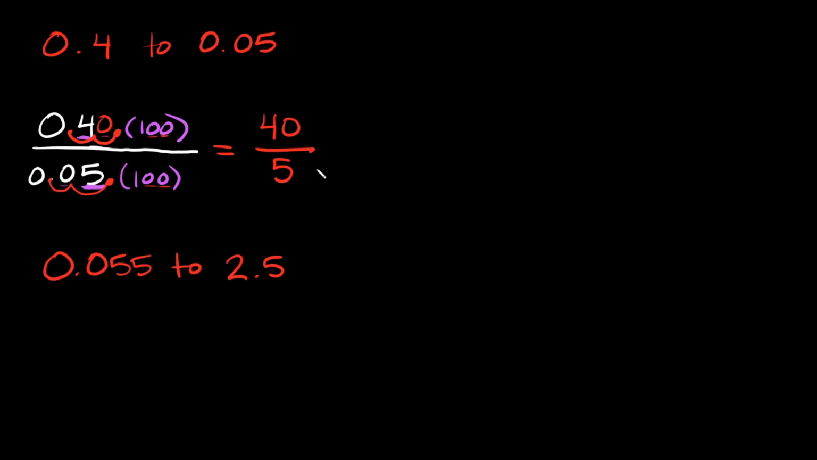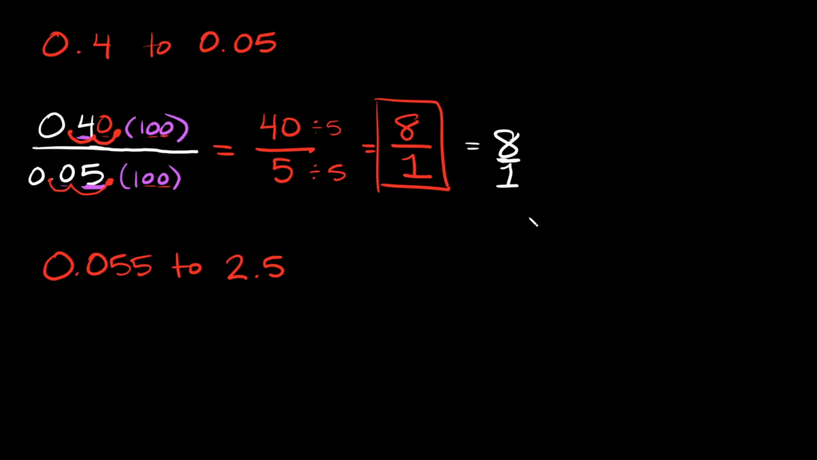But we can reduce this a little bit. The top and bottom are both divisible by 5. If you divide the top and the bottom by 5, 40 divided by 5 is 8, over 5 divided by 5, which is 1. So your answer right here is 8 over 1. And don't reduce this down to just 8, because remember, ratios compare 2 numbers, and if you just have one number, there's nothing else to compare it to. So you need to keep that second number in there. Hopefully that wasn't too bad.